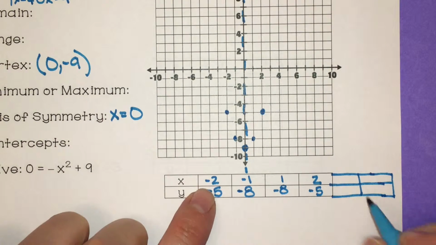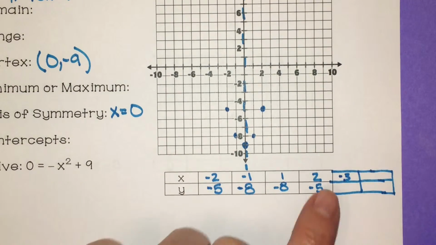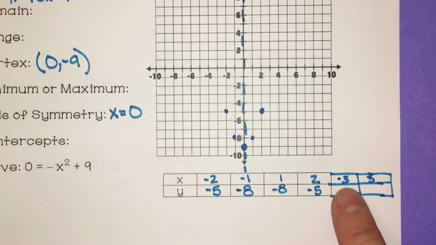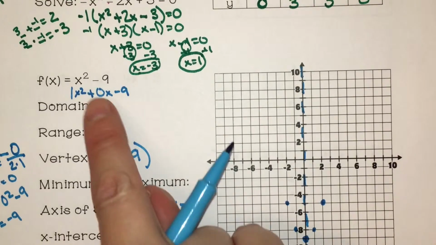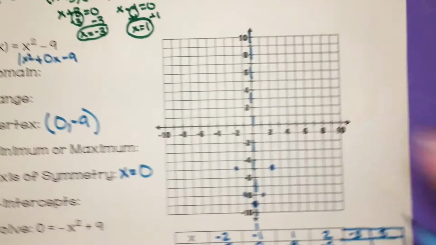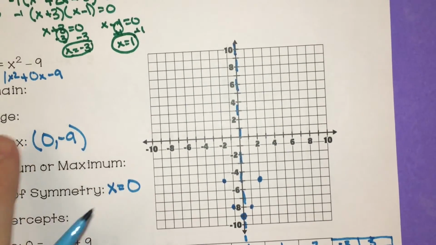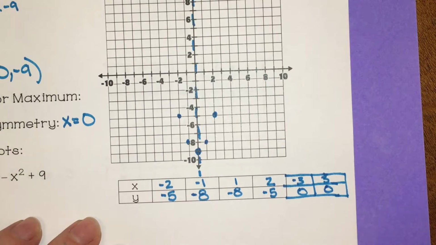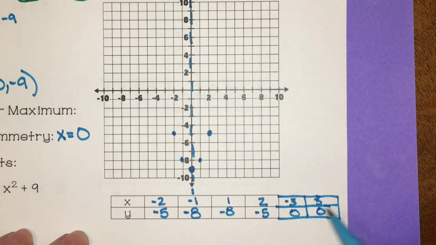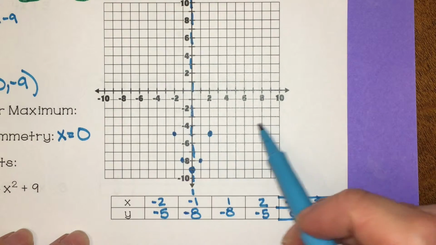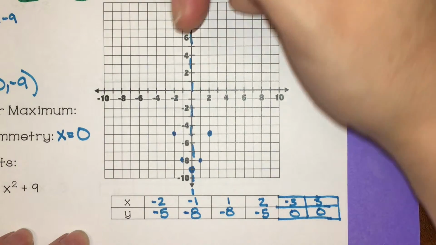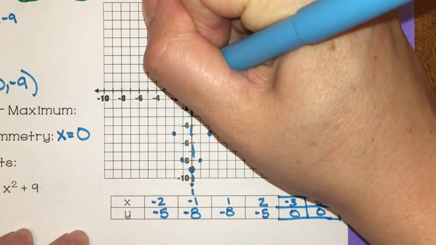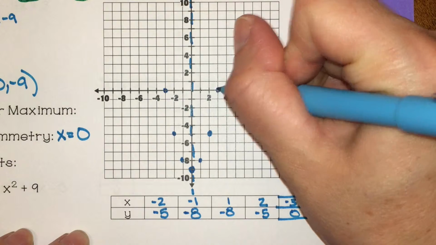So I'm going to go further left to negative 3 and further right to positive 3. So I'm going to plug in negative 3. Negative 3 squared is 9. 9 minus 9 is 0. I'm going to plug in positive 3. 3 squared is 9. 9 minus 9 is 0. Hopefully you know that when y is 0, that's on the x-axis, so we found it. So when x is negative 3, y is 0. When x is positive 3, y is 0.